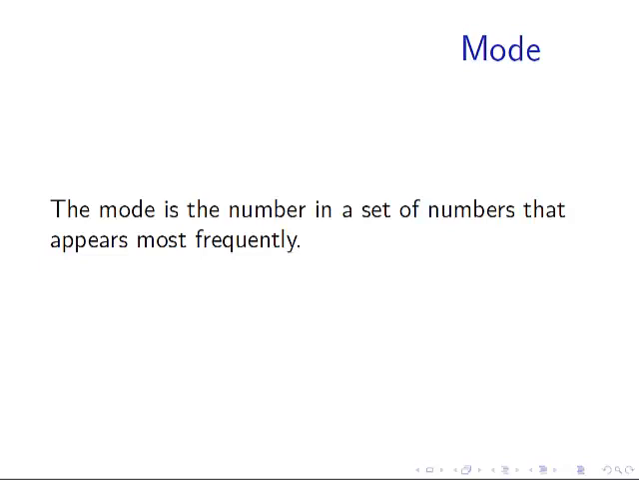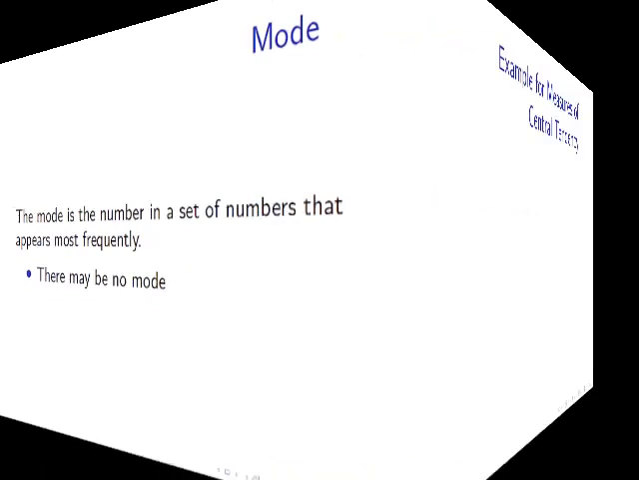The last measure of central tendency is mode. Mode is the number in the set of numbers that appears most frequently. Sometimes you can consider that there is no most frequent number. Then we must say that there is no mode in this sample.